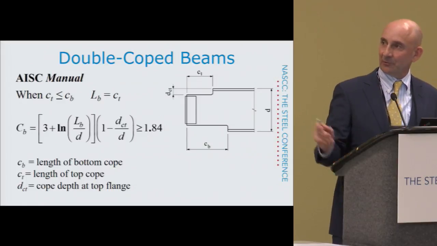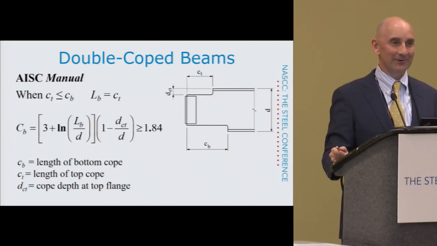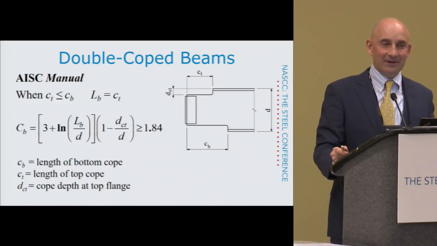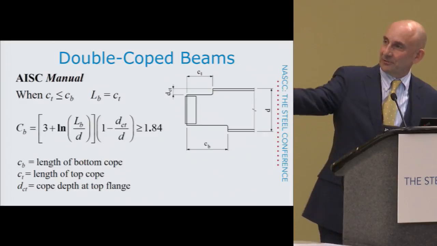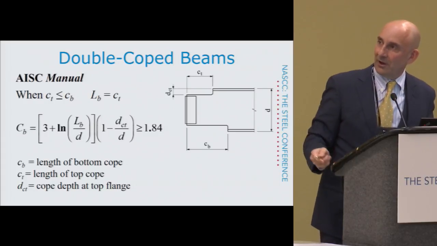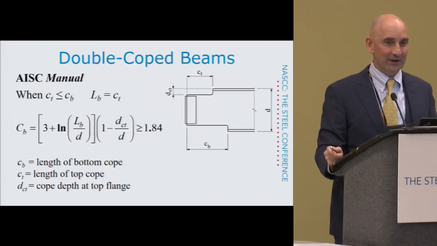And it's a dead giveaway that you've got a natural log in there. We tried to figure out how to eliminate that just so it wouldn't look so goofy. But it's a dead giveaway that it's an empirical type, or based on the finite element models. So there's your C sub B equation. It's dependent on L sub B, which we define up here, the depth of the beam and the depth of the top cope. And one thing I'll point out here is that that's greater than or equal to 1.84.